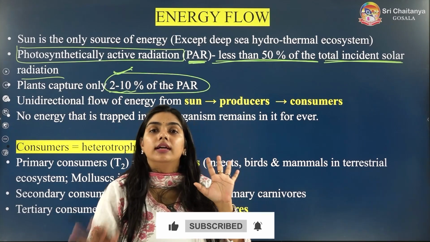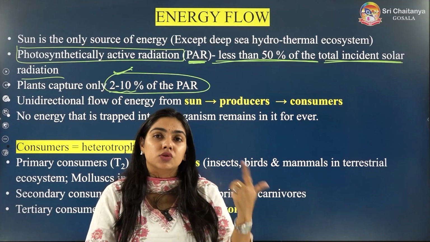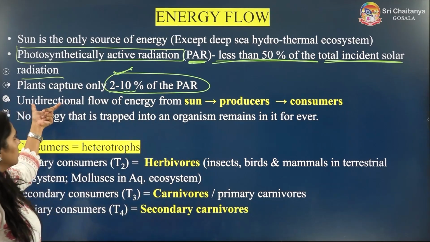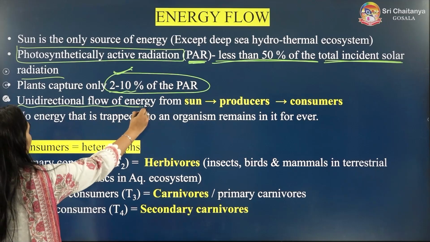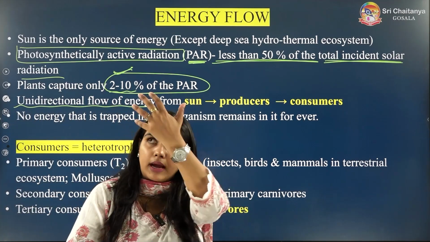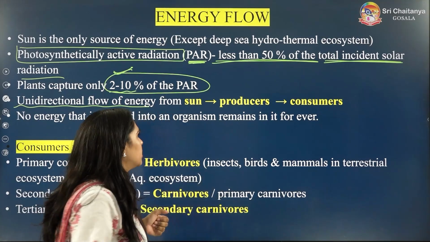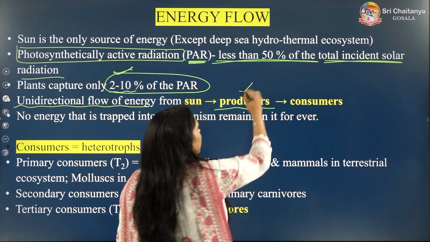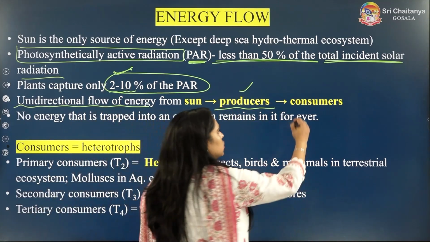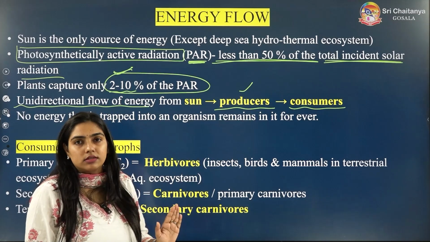Only 2 to 10%. Okay? 2 to 10% of the PAR is used by the plants. Now, for the plants, there will be unidirectional flow of energy. The plants are doing photosynthesis by taking the energy from the sun. So from the sun, the energy is going to the producers, plants. They are making the food and then they are eaten by the consumers. So the energy is going to the consumers, right?